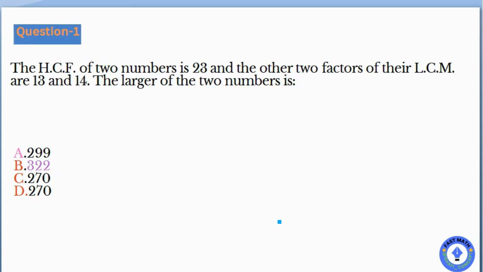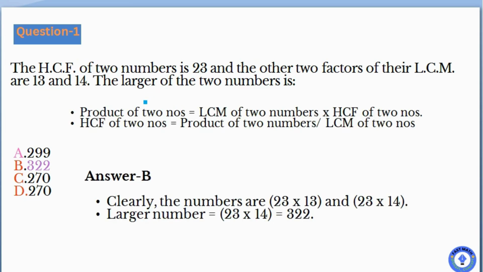Let's move to the problem part. The HCF of two numbers is 23 and the other factors of their LCM are 13 and 14. What will be the largest number? In this problem, the product of numbers is calculated as LCM into HCF. This is the formula we have discussed in our concepts page.